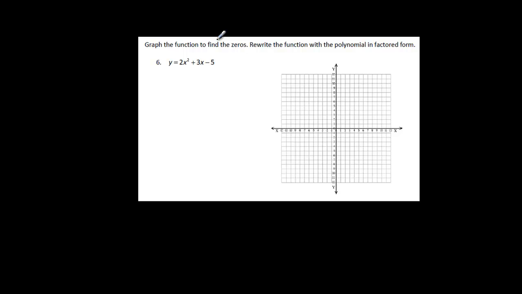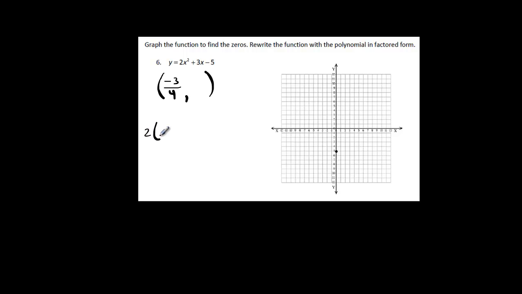Graph the function to find the zeros. So this one over here is a quadratic. We're just going to eliminate the use of the calculator for this one, because we know a lot about a quadratic from chapter 4. So here is your y-intercept. So I'm going to put a dot there. I'm going to find the vertex by taking the opposite of b over 2 times a. So that's my x-coordinate. I could plot that in here.